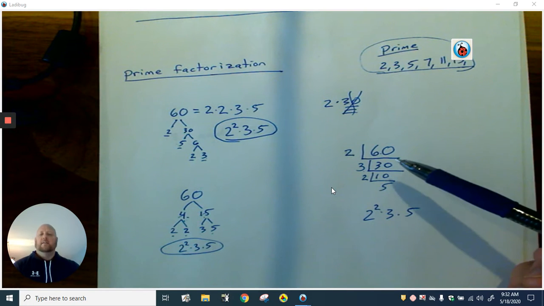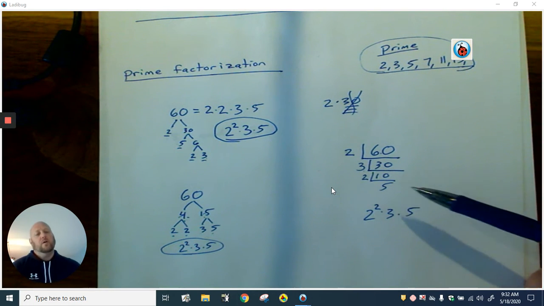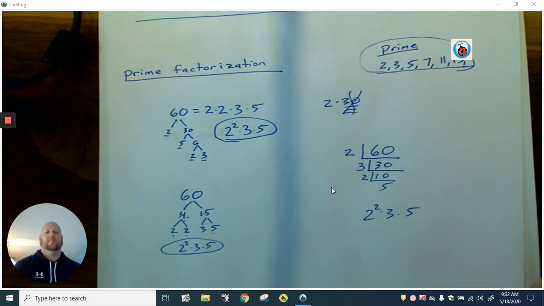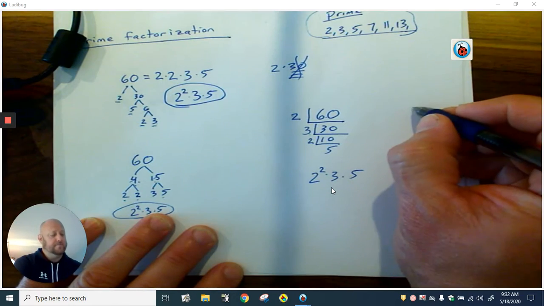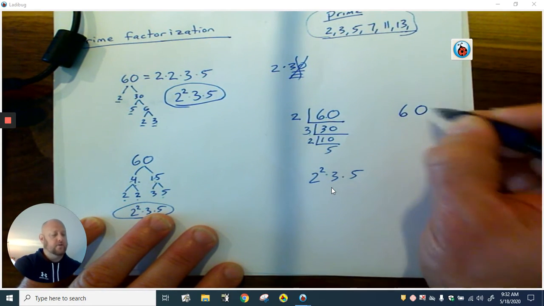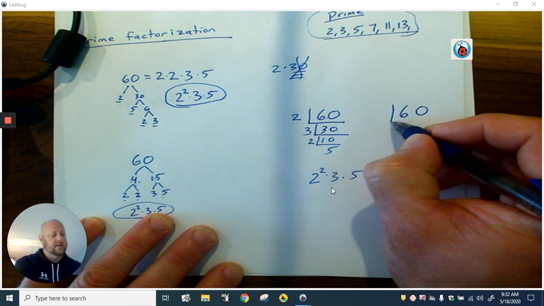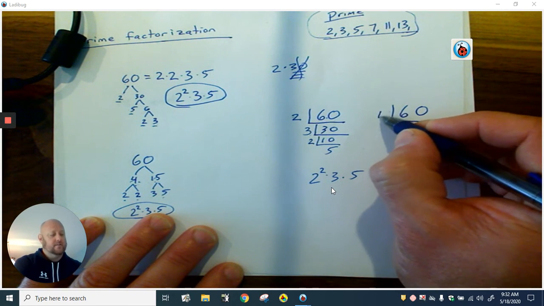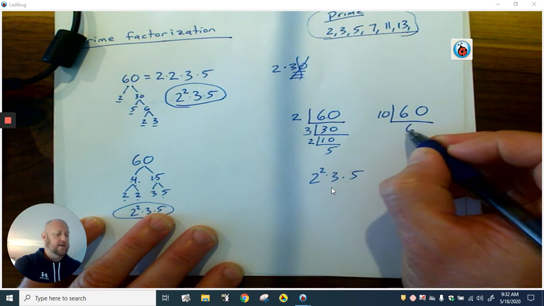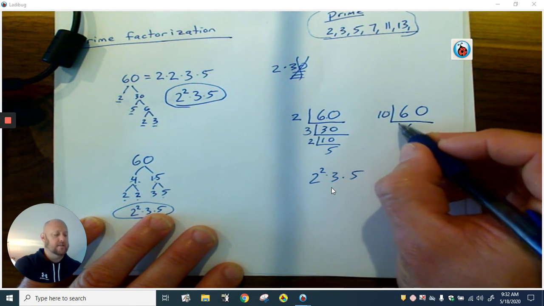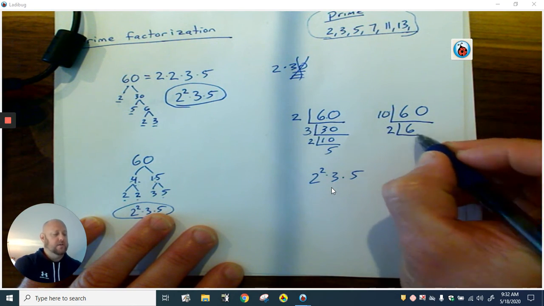The ladder method is a very good method, but there is one simple mistake people make with the ladder method. And that would be when they don't use prime numbers to divide. And they say, all right, well, let's divide by 10, right? Well, when they do that, 60 divided by 10 is 6. You go 2 here and you get 3.